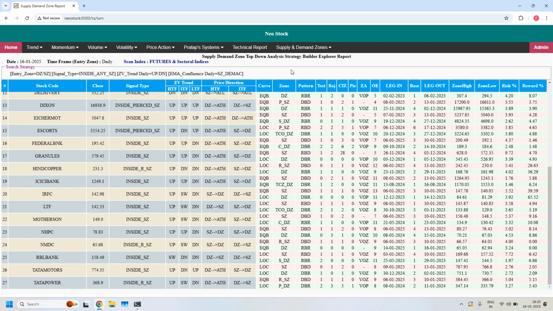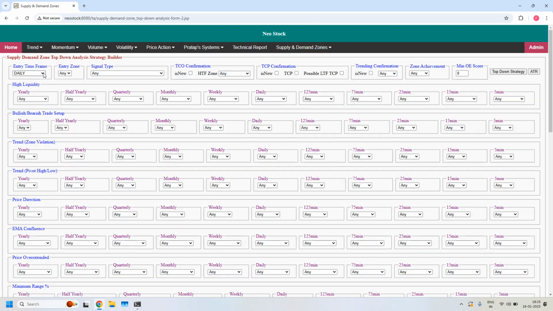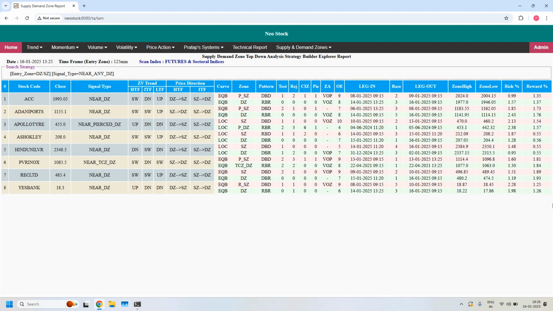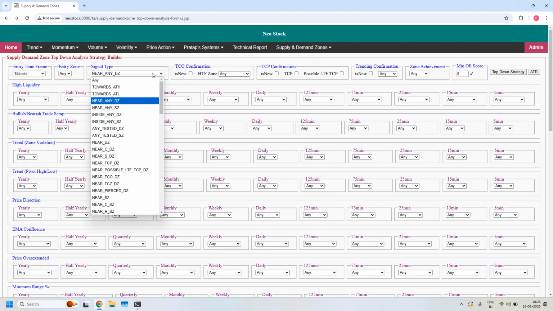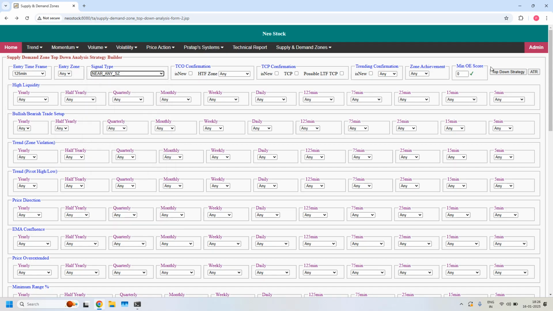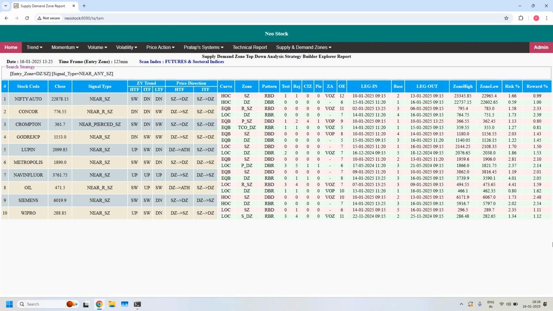The next time frame is 125 minutes. Stocks near 125 minutes demand zone, we got 8 stocks. Next, 125 minutes time frame, stocks near 125 minutes supply zone, we got 10 stocks.